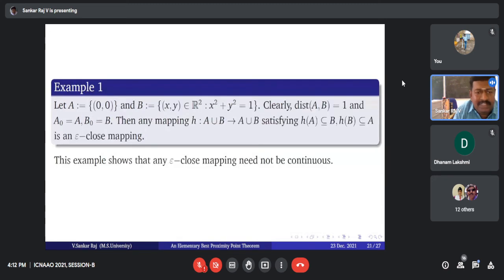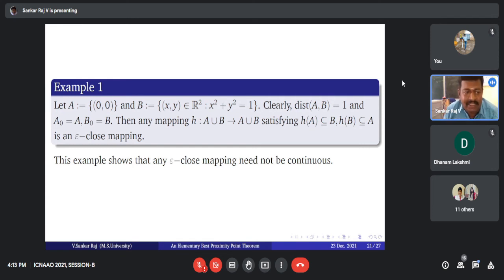So this is my first example: you take a center at the origin and a circle with radius 1. Clearly the distance between A and B is always equal to 1. Any mapping where the point is mapped to the circle and the circle is mapped to the point is an epsilon closed map. Because if you take one point here and one point there, the distance is always equal to 1. So it will always be less than 1 plus epsilon for any positive epsilon. So it is going to be an epsilon closed map.